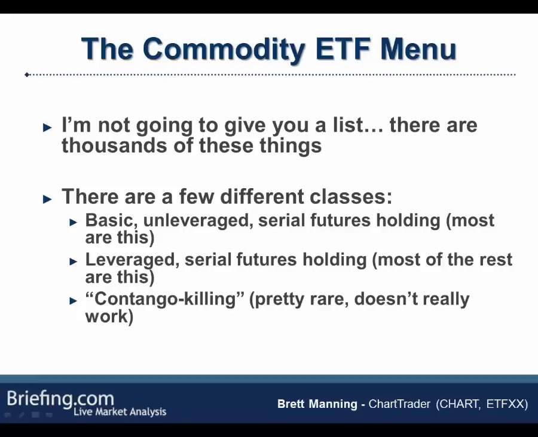And then a smaller number of them are leveraged versions of the same thing, which make use of various swaps contracts to lever up and amplify the effect of them. And these work well. They do what they're supposed to do. However, most people don't realize exactly what they're supposed to do, and so we'll get into that as well. And then finally, there is this new breed coming out, the so-called Contango killing ETFs, which actually don't work. I'll tell you what Contango is in a couple minutes and exactly why they don't work.